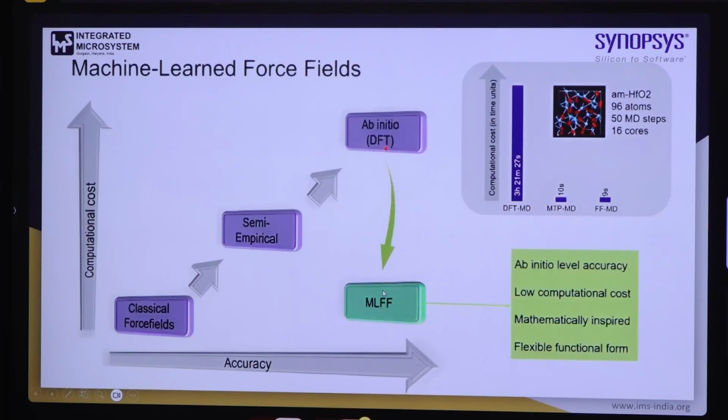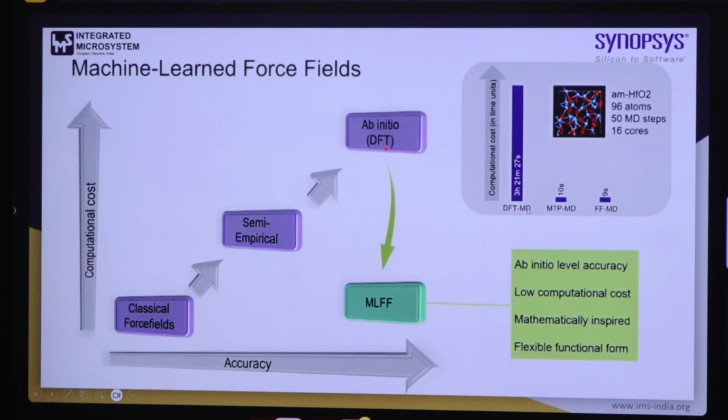And here we have the machine learning force field simulation, which allows us to train a potential to reproduce ab initio results at a low computational cost, similar to the classical force field. Here you can see we have simulated a structure with a total of 96 atoms, and we have performed 50 molecular dynamics steps on 16 cores.